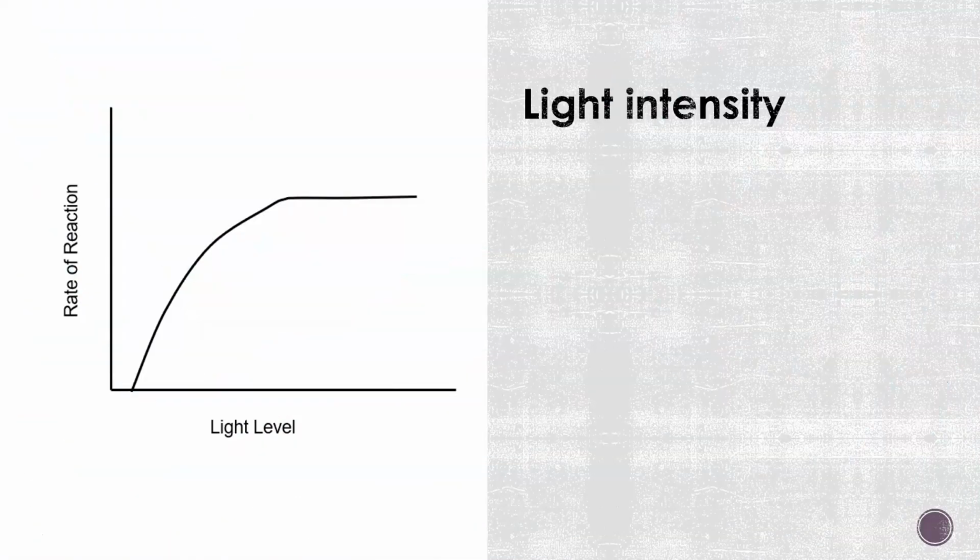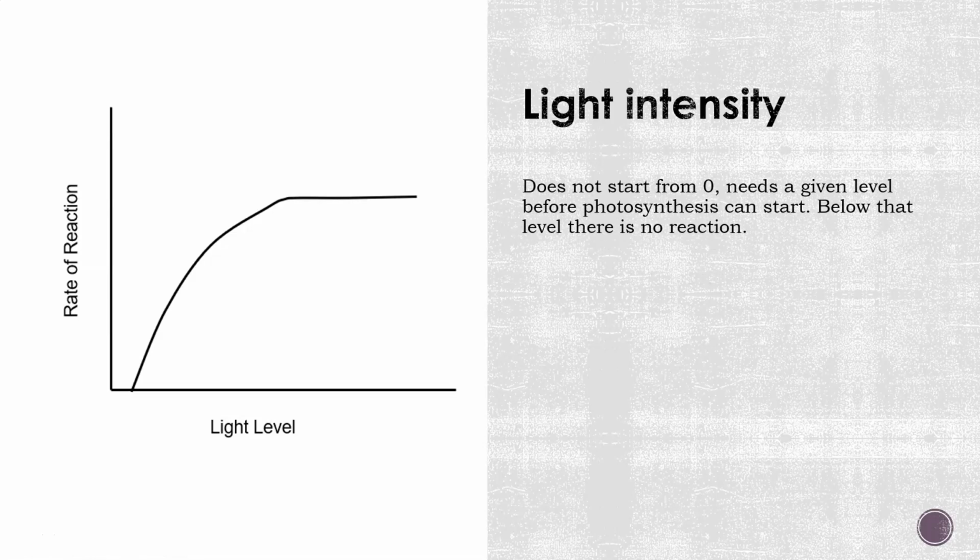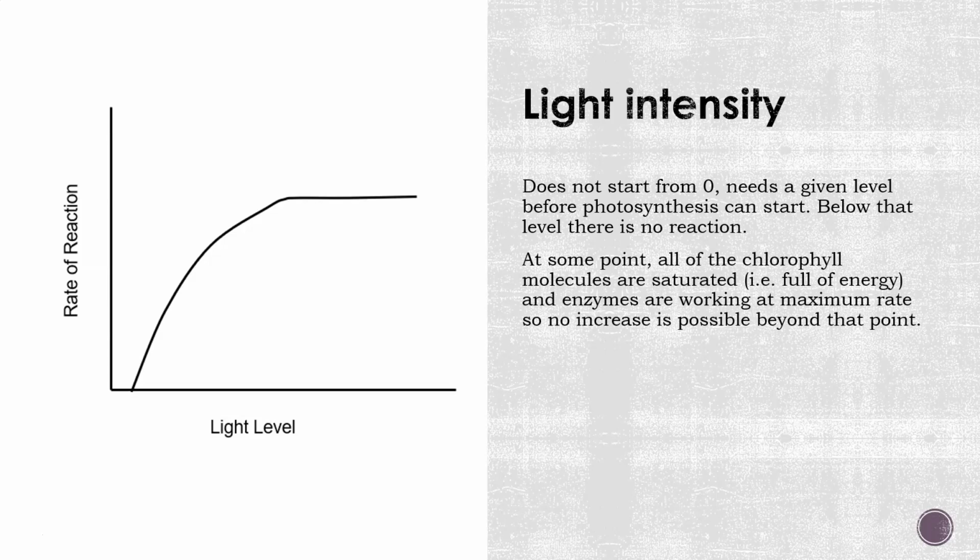All right, let's look at light intensities. We've got our light level along the horizontal axis and our rate of reaction up the vertical axis. You'll note that it does not start from zero. There needs to be a given level of light before photosynthesis will occur. Below that level, there is no reaction. At some point, all of the chlorophyll molecules will be saturated, full of energy, and the enzymes are working at their maximum rate, so there is no more possible increase from that point on.